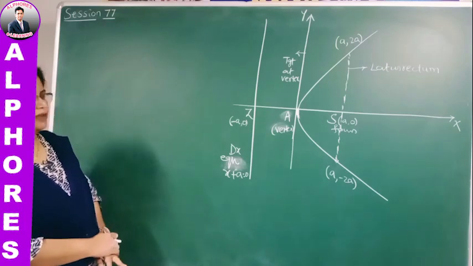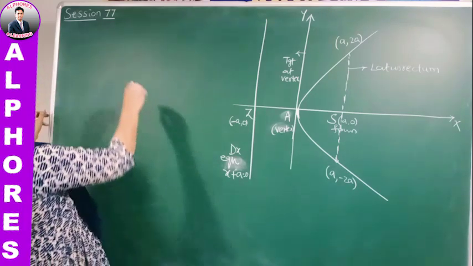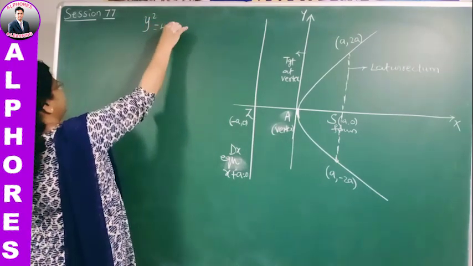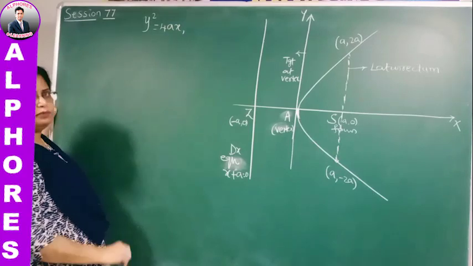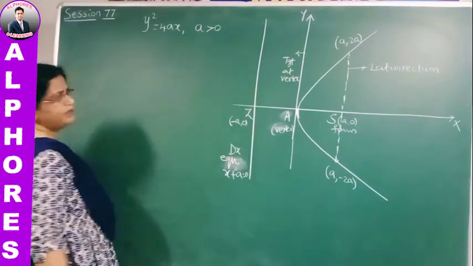Observe, students, just now we have completed the proof of the parabola standard form, that is y square equal to 4ax. While writing y square equal to 4ax, keep in mind that a is always positive. Okay, a is always positive.